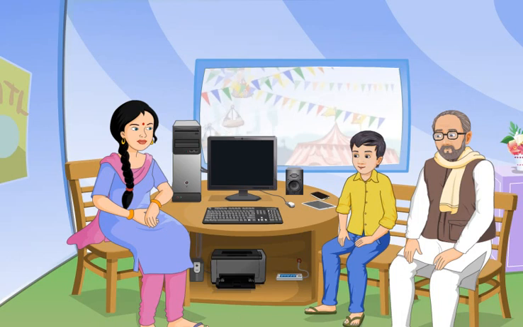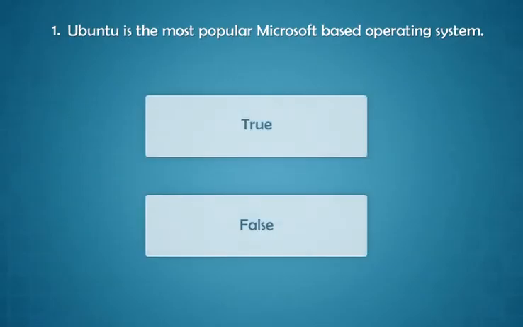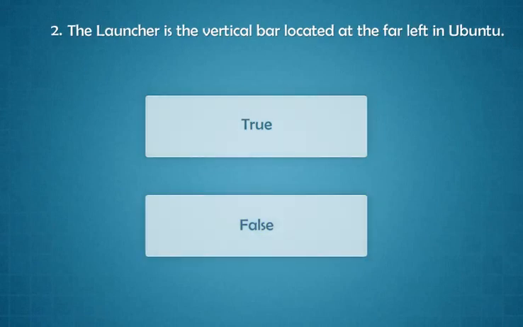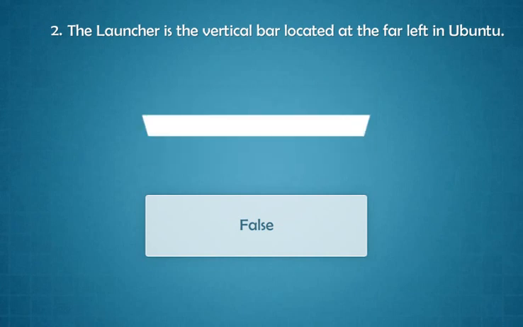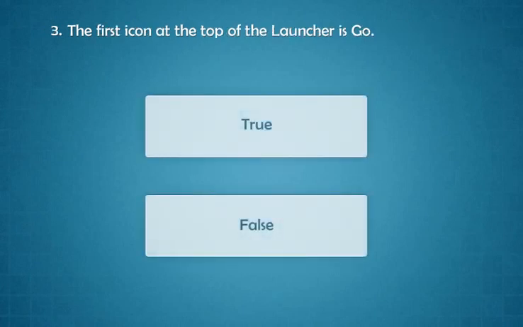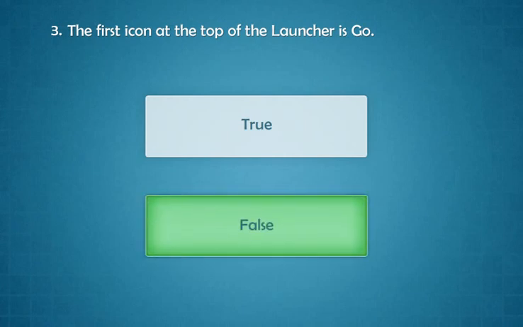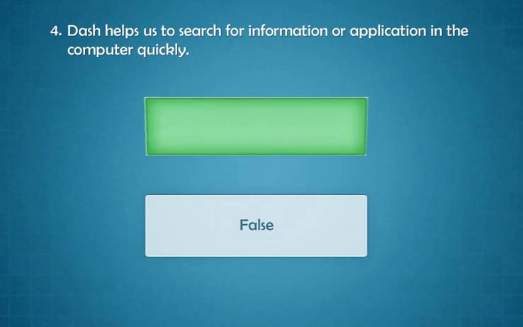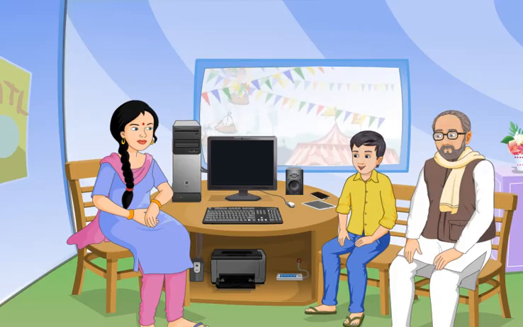Wasn't learning about open source operating systems interesting? Let's now take part in this activity. Click the correct option for each question. That's right. Well done. That's right. Well done. That's right. Well done. That's right. Well done.